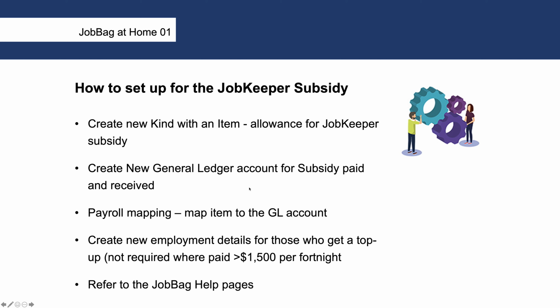You're going to need to create a new general ledger account for the subsidy paid and received, because you will be getting that back from the government so long as you qualify. You'll be doing some mapping, and you're going to be creating new employment details for everybody who gets a top-up, and I'll show you how to do those two there. As you see here, we actually have written some JobBag help pages which detail exactly how to go about setting those up. So I'm not going to cover those in here. You'll be able to refer to those pages from within JobBag itself.